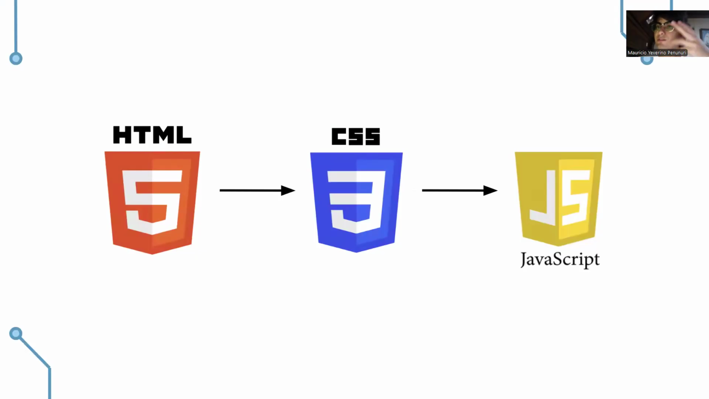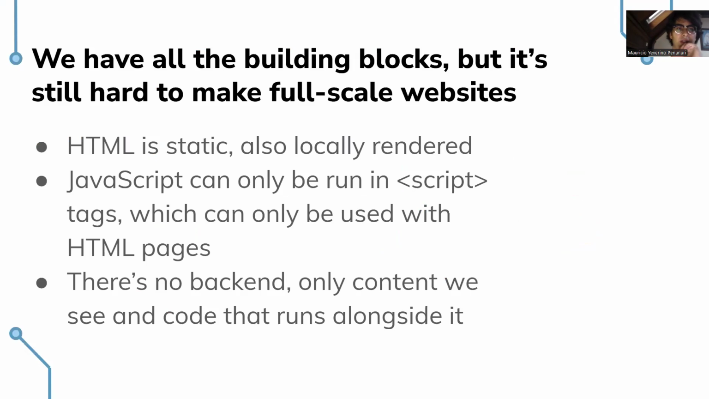So, some recap. So far we've learned some HTML, some CSS, some JavaScript, and how these things work together to create a simple website on your web browser. Some of the things that we've seen is that HTML is static and it's locally rendered on your browser. So far, JavaScript can only be run in those script tags, which can only be used within HTML pages. And so far, there's no backend, only content we see and code that runs alongside it.